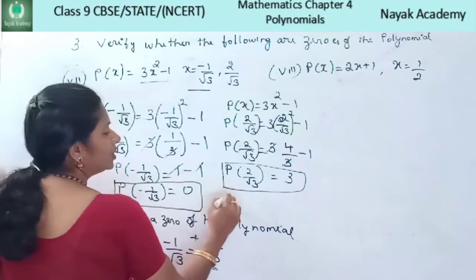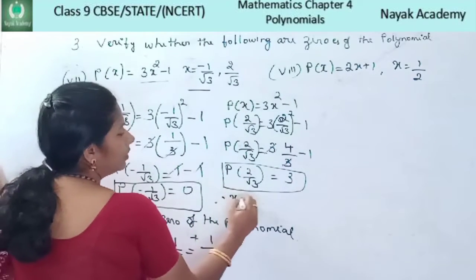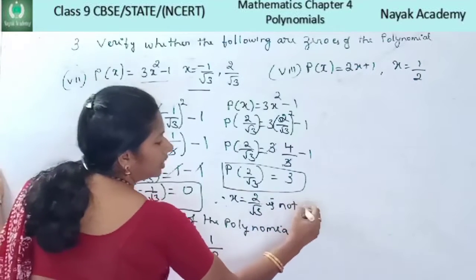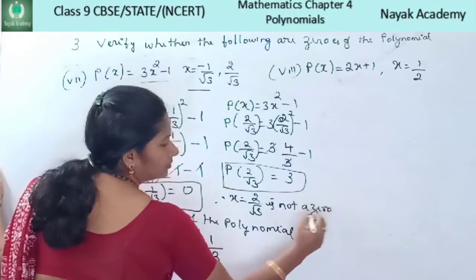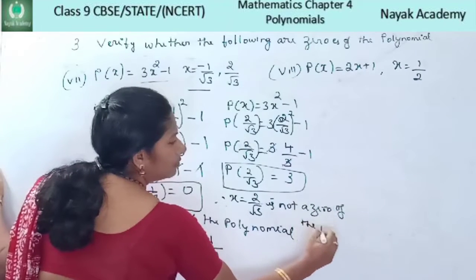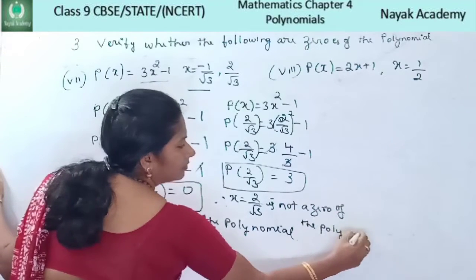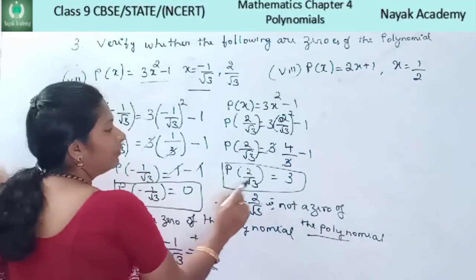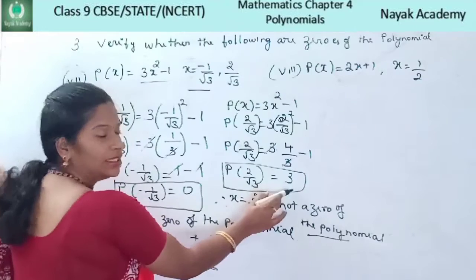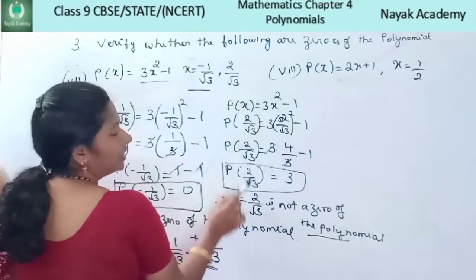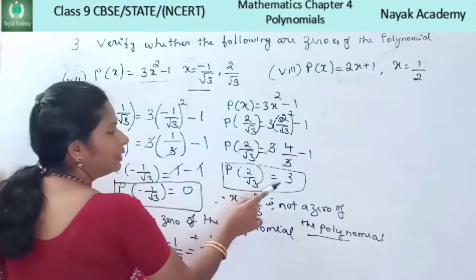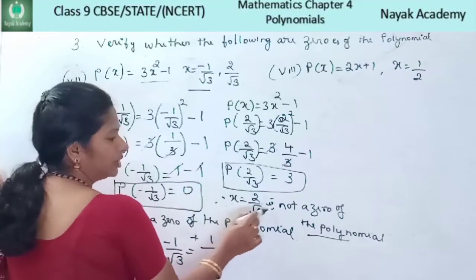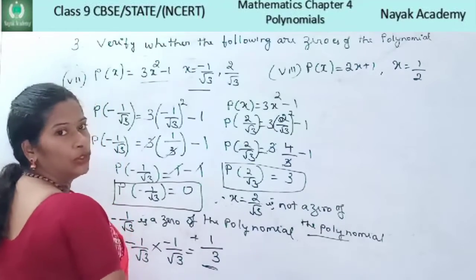So what is your conclusion, children? Therefore, x is equal to 2 by root 3 is not a zero of the polynomial. If you get the answer as 0 for the P of x value, then the x value is a zero of the polynomial. If you did not get the value as 0, then you come to the conclusion that x is equal to 2 by root 3 is not a zero of the polynomial.